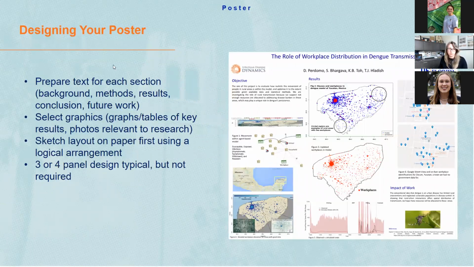So designing your poster. This is where we're going to get into what it should look like, right? Prepare text for each section. So you want to have a little bit of text on there. It's not that you don't want any text on there. You just want to have a little bit that's going to guide people in maybe 1-2 sentences of each section.